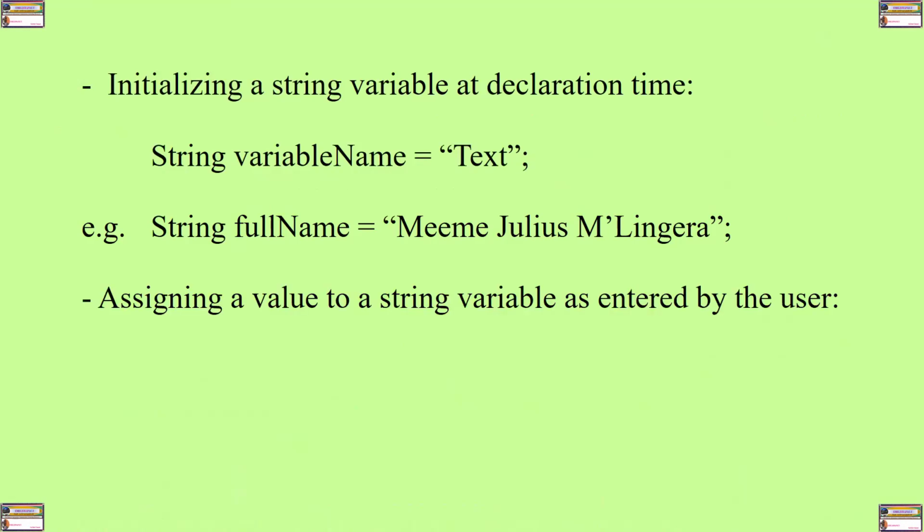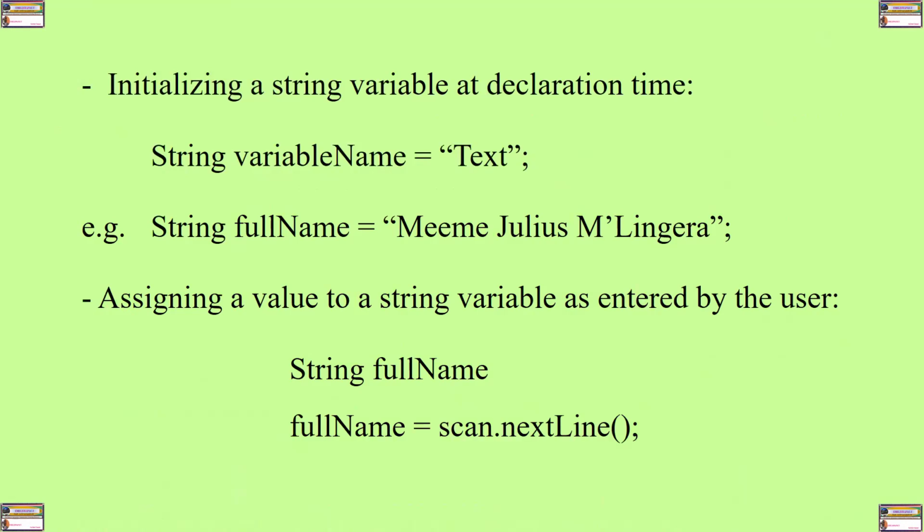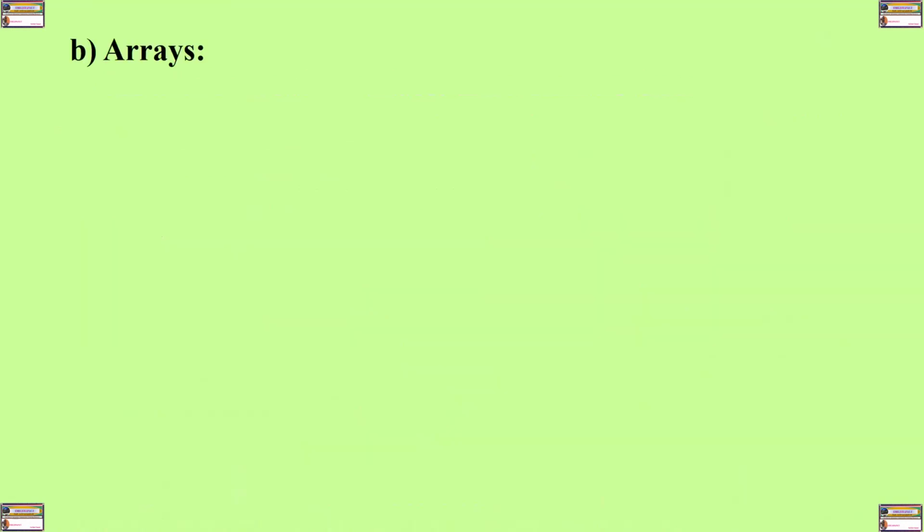Assigning a value to a string variable as entered by the user. You declare the variable like string fullName, and then you can assign into it a value by prompting the user to enter the value using a statement like scan.nextLine, which assigns what will be entered by the user into the memory location called fullName. Because it is scan.nextLine, it simply means that whatever you are assigning in the memory location called fullName will be of type string, or a sequence of characters.